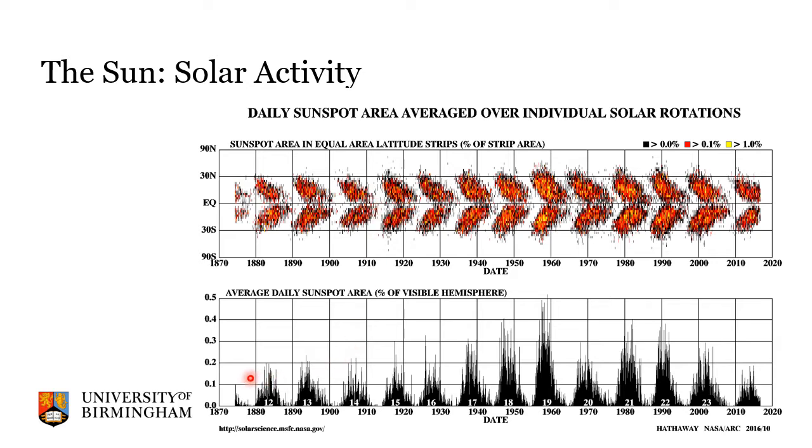The bottom plot here is just a demonstration of the 11-year periodicity of the total area occupied by these sunspots on the solar surface. So you can see every 11 years we go through this fairly consistent cycle of increased variability followed by a lull in activity.